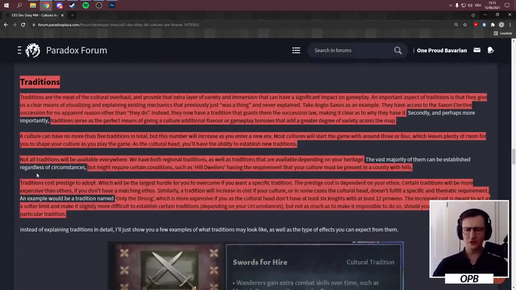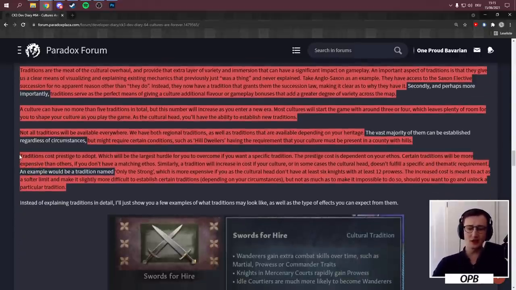Here we go to traditions cost prestige to adopt, which will be the largest hurdle for you to overcome if you want a specific tradition. The prestige cost is dependent on your ethos, so for example, a bellicose culture gets a lower prestige cost for the tradition of warrior classes. Certain traditions will be more expensive than others if you don't have a matching ethos. Similarly, a tradition will increase in cost if your culture, or in some cases the cultural head, does not fulfill a specific and thematic requirement.